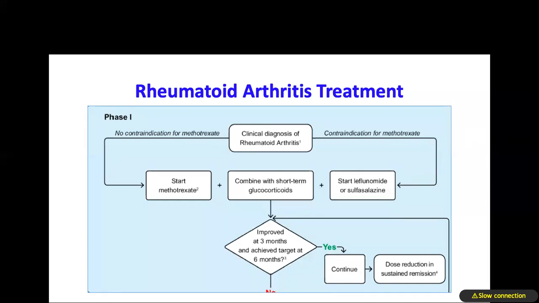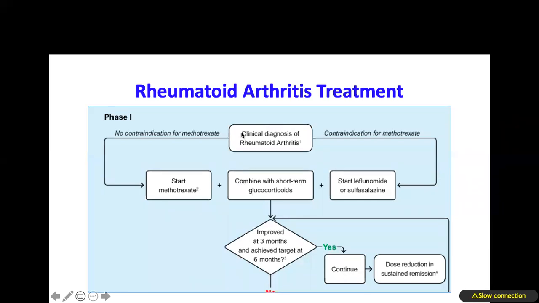So are biologics superior to synthetic disease modifying drugs? Yes, they are superior to the conventional synthetic disease modifying drugs. They are equal to what I call the Janus kinase inhibitors. I hope I answered your question. Please chat and tell me if you did, if I answered your question.